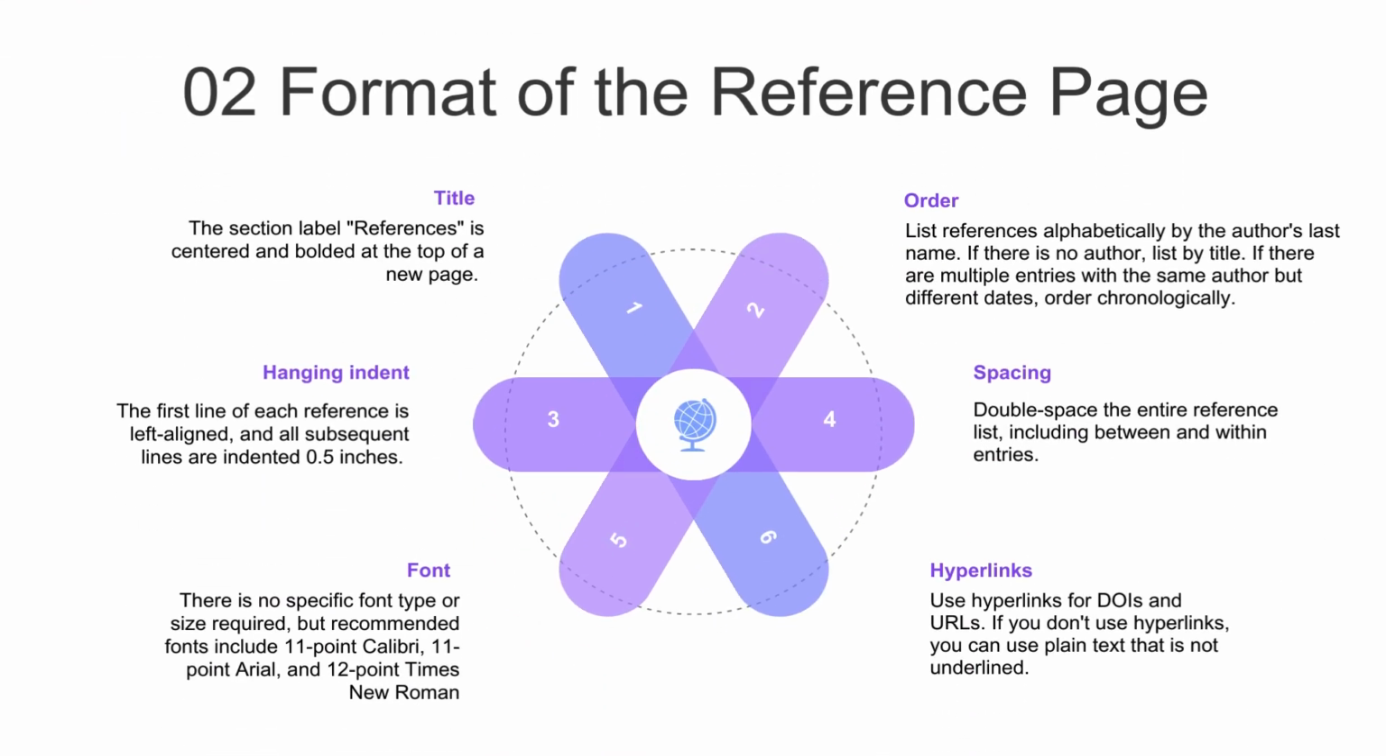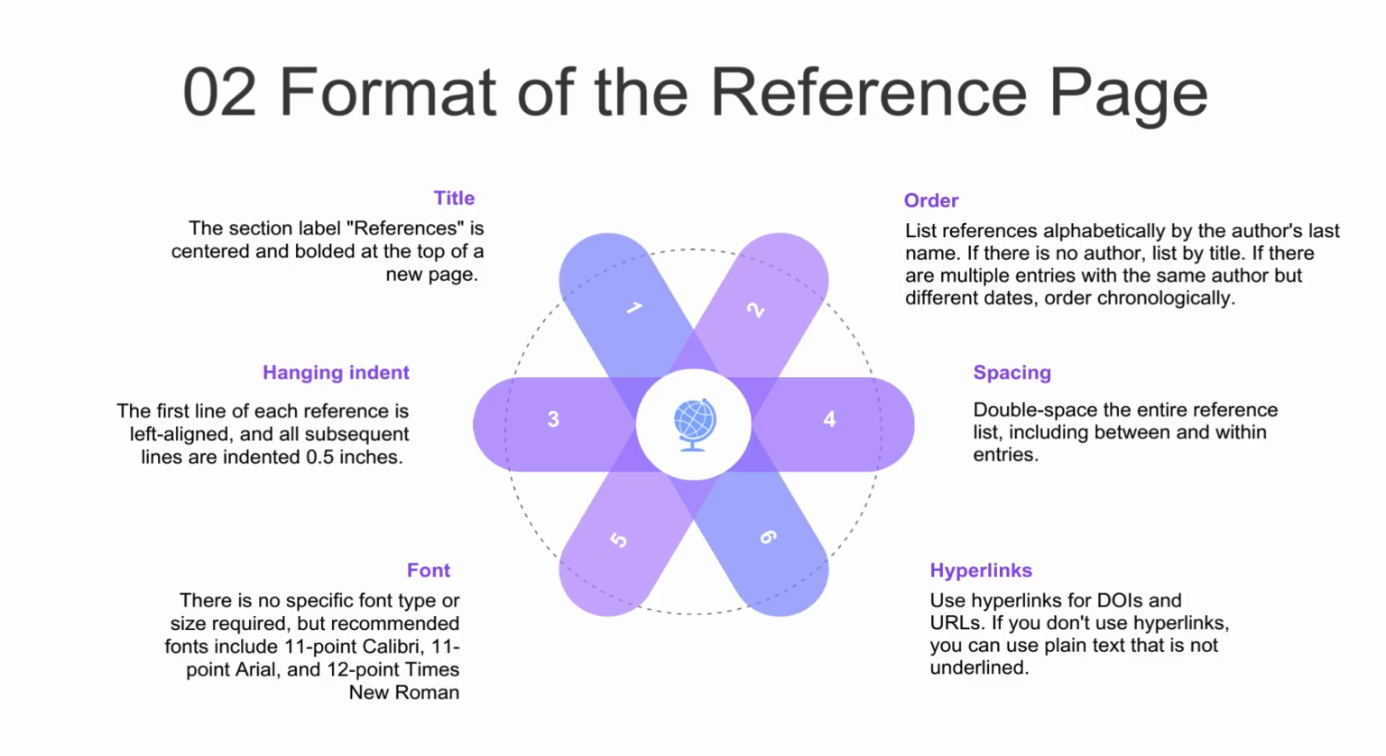As for the format of the reference page, several important aspects should be considered. Firstly, the section labeled References must be centered and bolded at the top of a new page. Secondly, pay attention to the order of the entries. References should be listed alphabetically by the author's last name. If there is no author, the entry should be listed by title instead. In cases where there are multiple works by the same author, they should be arranged chronologically by publication date.